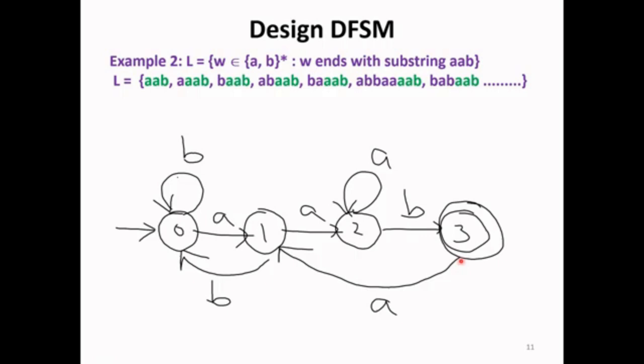What about B? If I have a B, then what to do? It must go back to state Q0 and have an ending substring AAB. So here completes designing a DFSM for all possible strings of A's and B's ending with substring AAB.